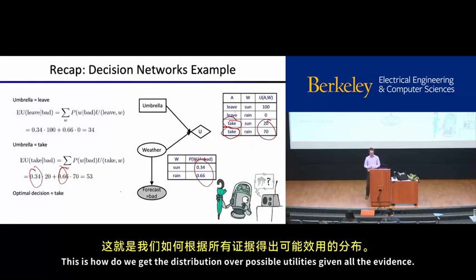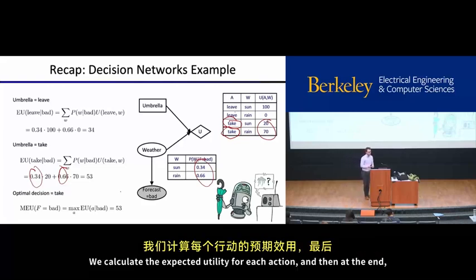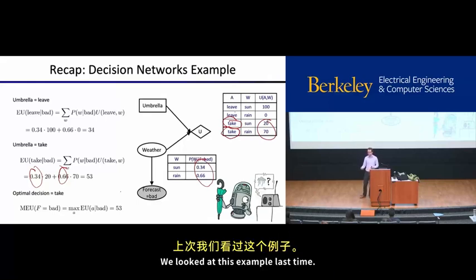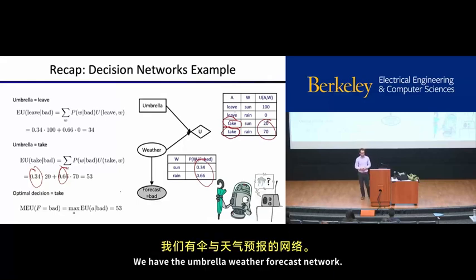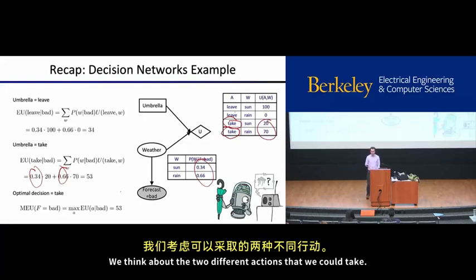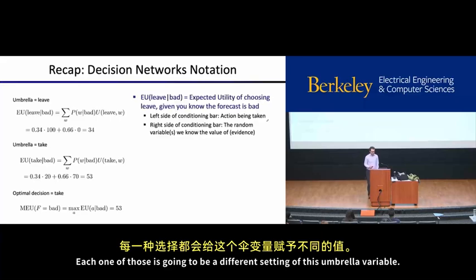So the optimal decision is to take the umbrella. The maximum expected utility, given that the forecast is bad, is whatever the utility is for taking the best action. So in this case, it's just the maximum of 34 and 53, and so it's 53. So this concept of MEU, we haven't written it this way before, but it's the same thing we've always seen. So maximum expected utility, that's just taking a max over these two expected utilities. Okay.